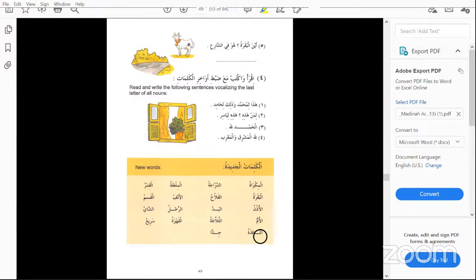هذا لمحمد وذلك لحامد. This is for Muhammad and that is for Hamid. Liman hazihi, for whom is this? Hazihi li Yasir. This is for Yasir. Alhamdulillahi. Praise is for Allah.